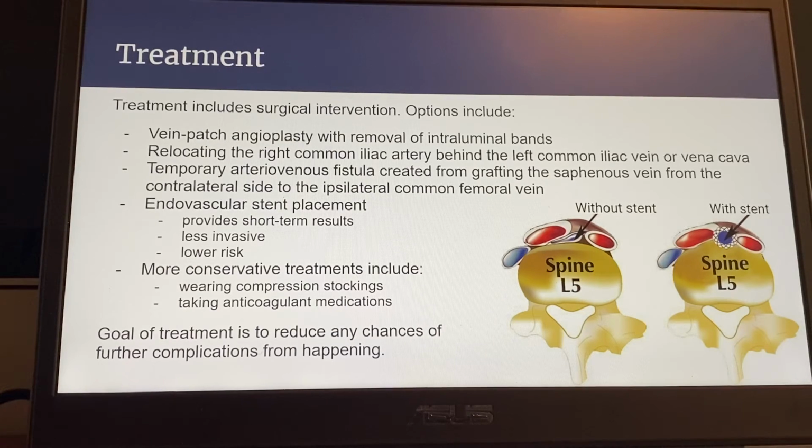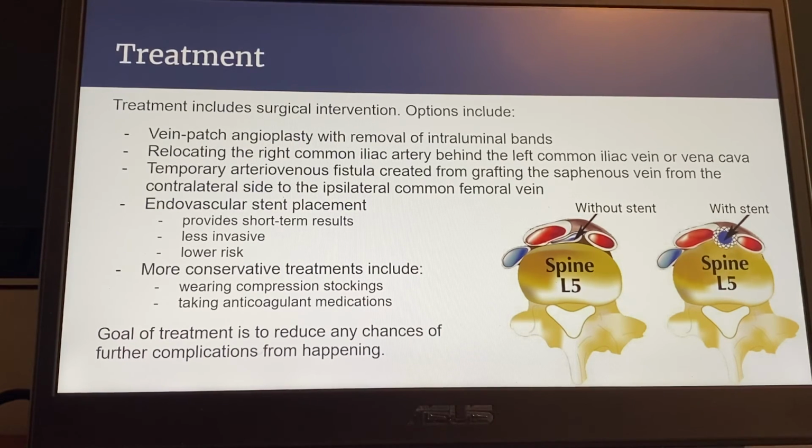For the course of treatment for May-Thurner syndrome, there are a couple of different options. The more invasive options are a vein patch angioplasty with removal of intraluminal bands. Another option is relocating that right common iliac artery behind the left common iliac vein or vena cava, so that way it's not compressing it, it's running under the vein instead. Or a temporary arteriovenous fistula created from grafting the saphenous vein from the contralateral side to the ipsilateral side of the common femoral vein.